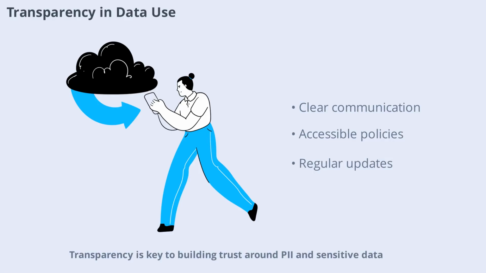Transparency is key to building trust around PII and sensitive data. Organizations should clearly communicate what data they collect, why they collect it, and how it will be used. Regular updates and accessible privacy policies help keep users informed.